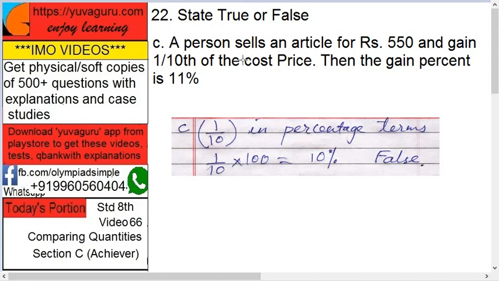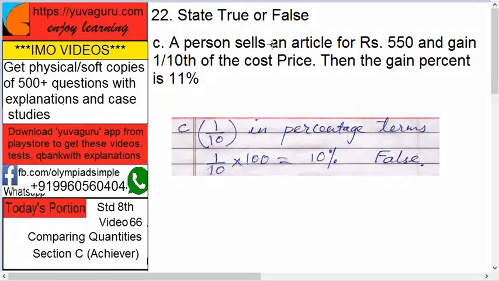50 and gains 1/10 of the cost price, then the gain percentage is 11%. True or false? So here always remember one basic thing. Gain percentage or profit percentage will always be on the cost price. So you have to find the cost price first. Okay? But this is a typical problem.